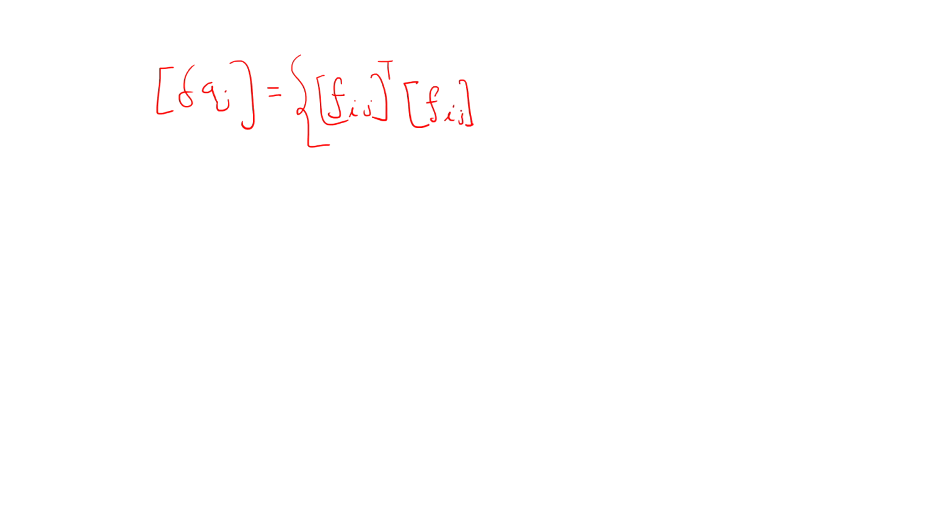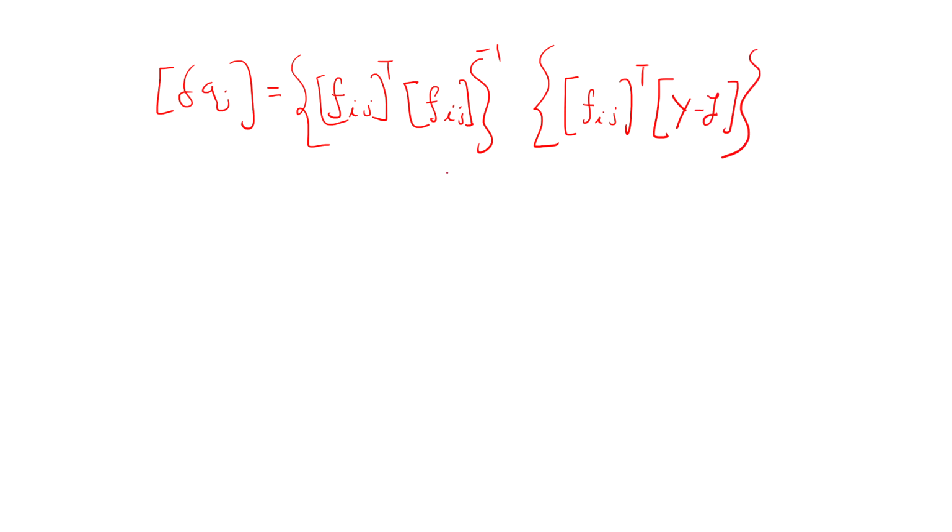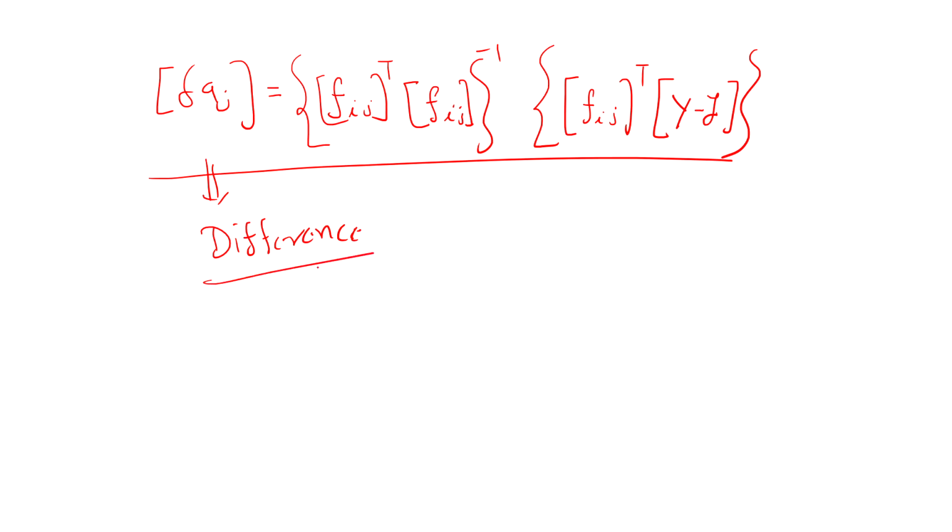So now let us understand this. I have delta Aj as Fij transpose times Fij, inverse, Fij transpose capital Y minus small y. Now this is the difference, not the value of the parameter.